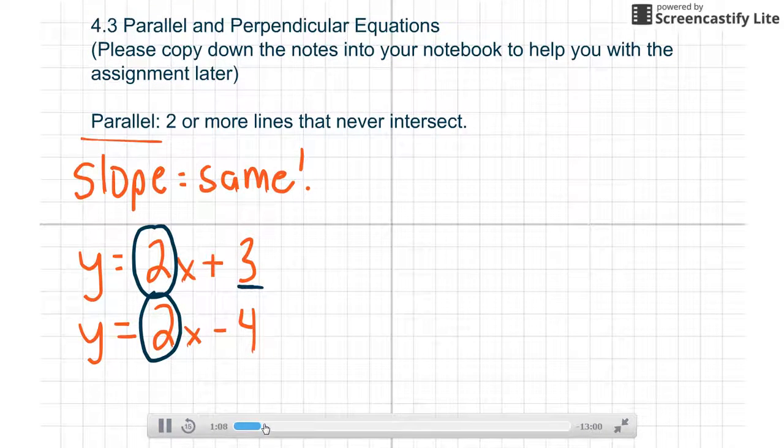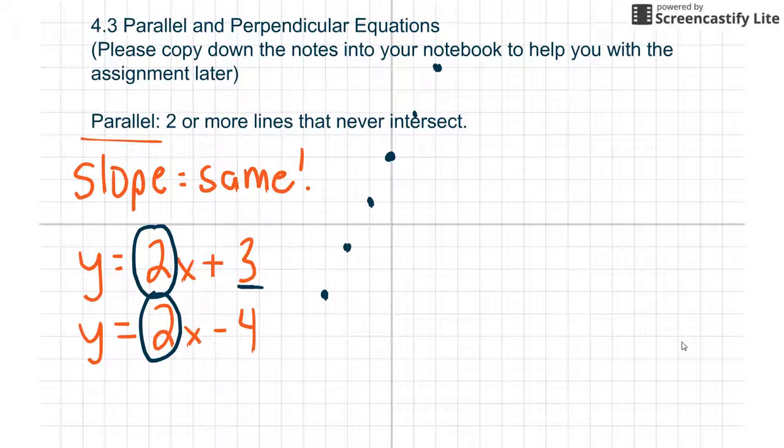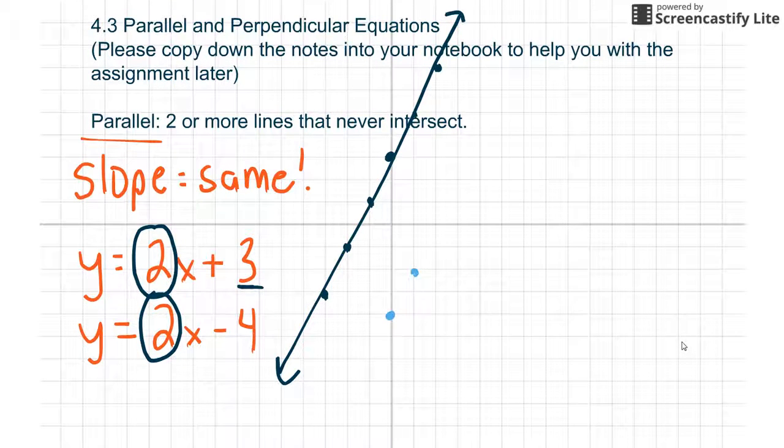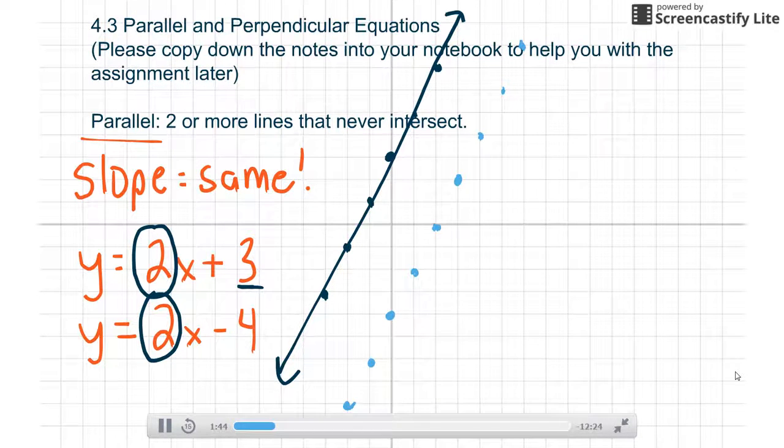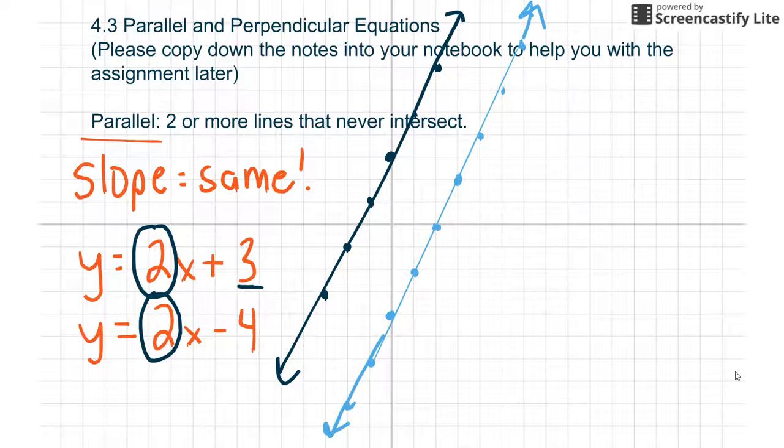Remember, you graph there: up 2, right 1. You can also go down 2, left 1, down 2, left 1. So there's my first line. And then the second line, I'm going to go down 4 to start. And then again, up 2, right 1, up 2, right 1, up 2, right 1. You mostly want to make as many dots as you can until you fall off your graph paper. Mine's pretty large, so I'm going to stop there.